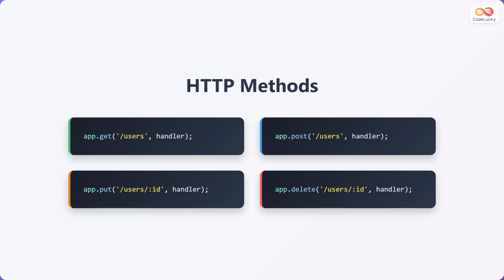app.put('/users/:id', handler). This updates an existing user by ID. Finally, app.delete('/users/:id', handler). This deletes a user by ID. Each method corresponds to a different action you can perform on the /users endpoint.